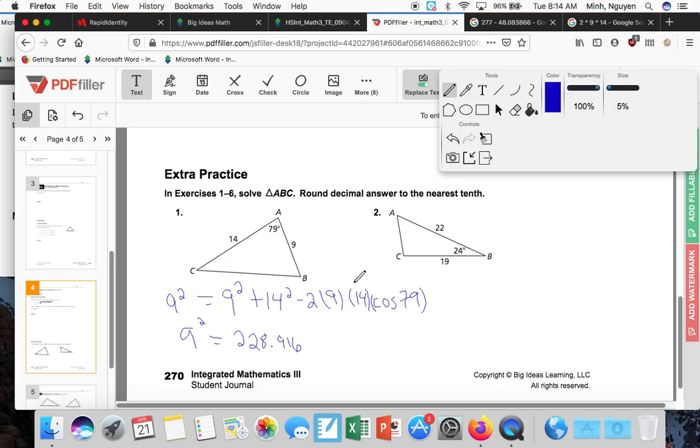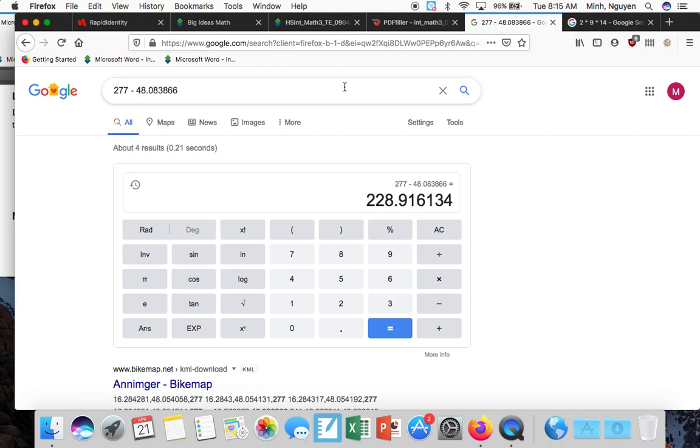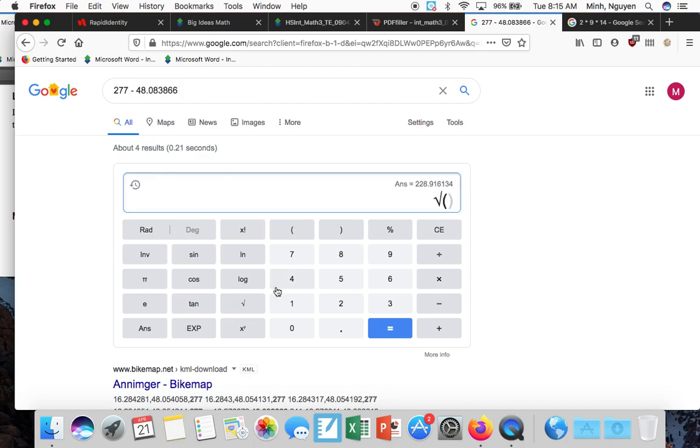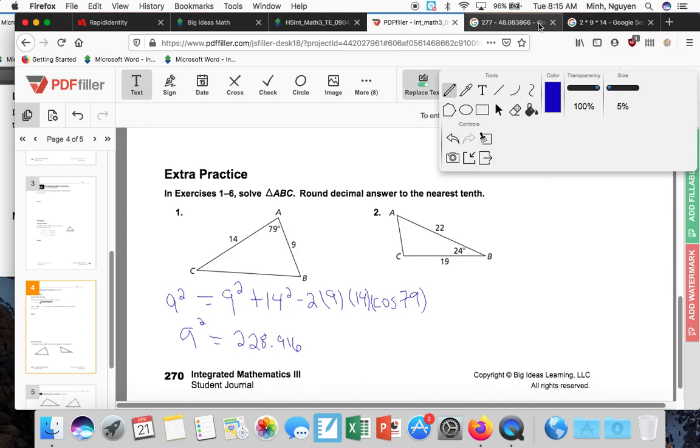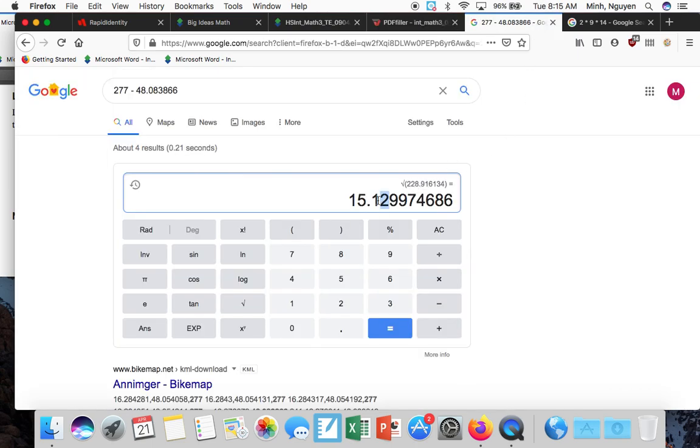So I can say, okay, well, that's A squared. I need to take the square root. So what do I got? Square root of 228.916 is 15.12... Well, it tells us to round to the nearest tenth. So 15.12 is just 15.1.